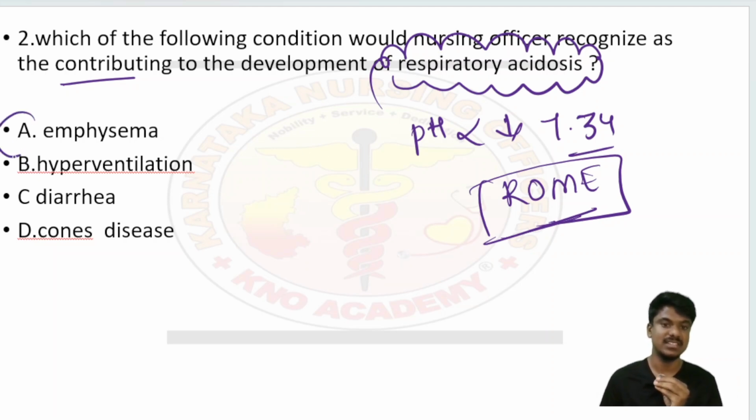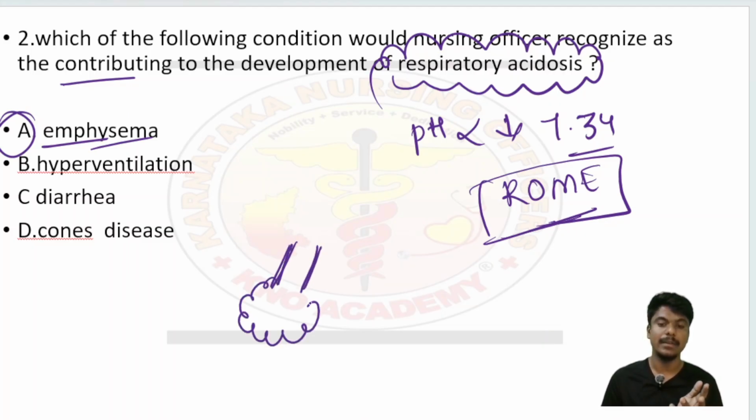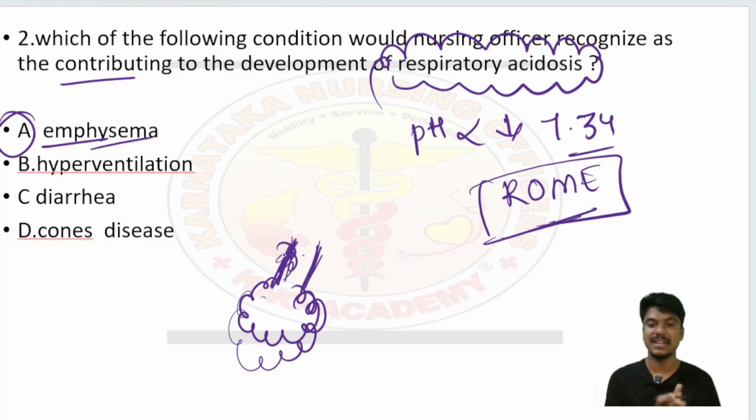First option is emphysema. If you see the pathophysiology of emphysema, what will happen? There will be a loss of alveolar wall, so there will be dilated alveoli, dilated acinus. The person will try to inspire. Inspiration is an active process, so inspiration happens properly. But expiration is a passive process, so there will be retention of CO2.